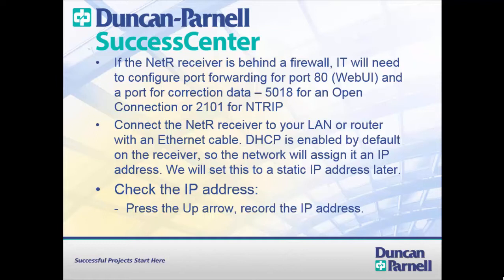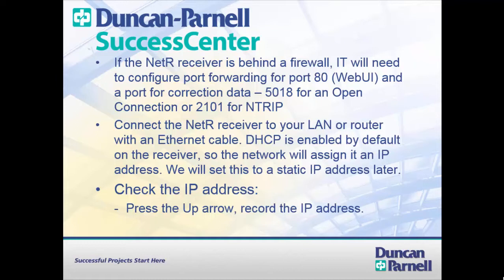Connect the NetR9 receiver to your LAN or router with an Ethernet cable and turn it on. DHCP is enabled by default on the receiver, so the network will assign it an IP address. We'll change this to a static IP address later.